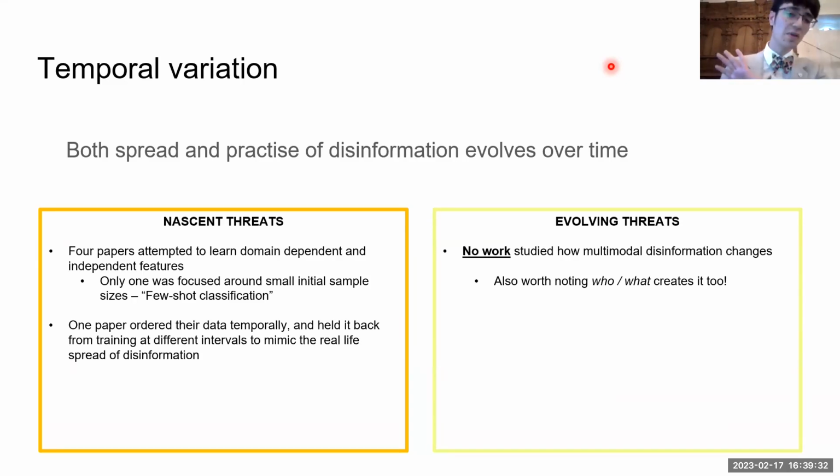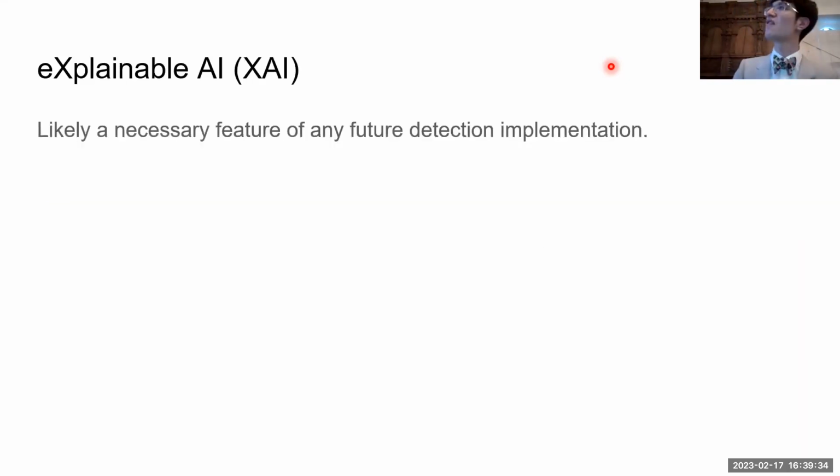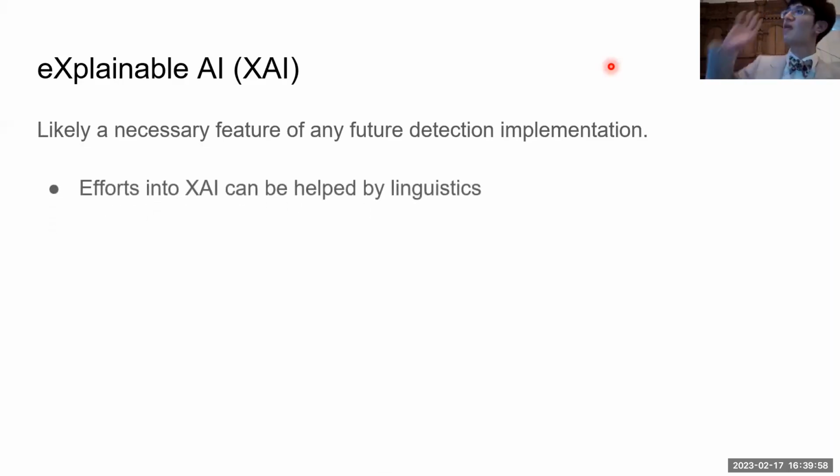So let's suppose you've done all this work and you've factored all this in. There is one really important step, and we've seen some evidence of engagement in our review set, and this is explainable AI. I say it's likely to be a necessary feature of any future detection implementation, because as a society, we typically demand explanations of any decisions. Whether you have an app on your phone or a browser extension, you would like to have some rationale as to why it's told you this is fake news. But this is very difficult because, as I say, these black box models are very difficult to probe into.